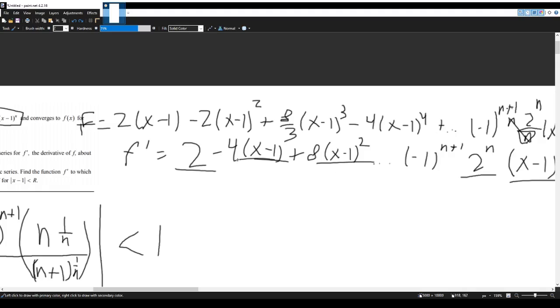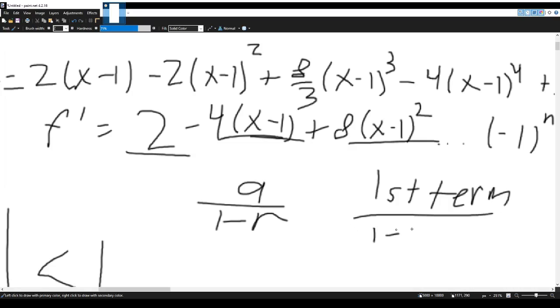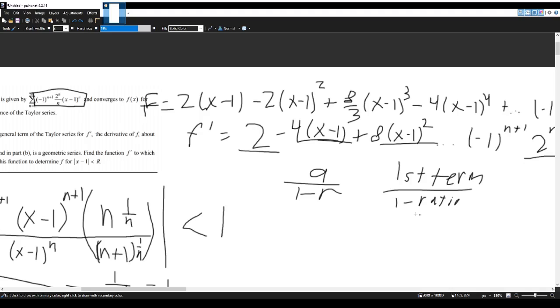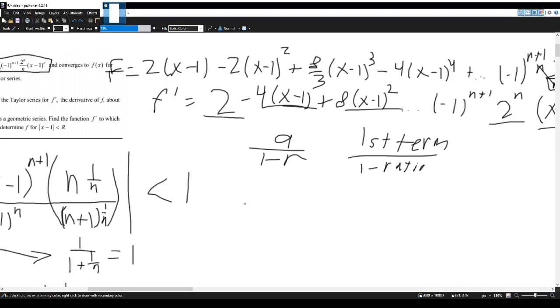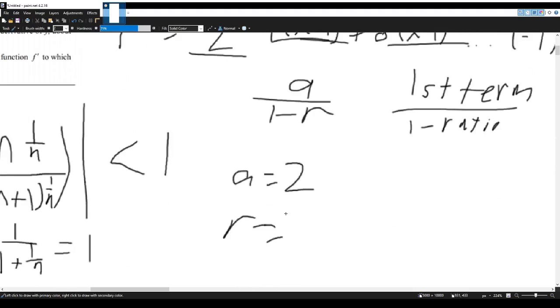And we have a way of summing a geometric series, right? It's a over 1 minus r: first term over 1 minus the ratio. So we just have to find the first term and the ratio of this geometric series. We know that the first term is 2, so a equals 2. And the ratio, what is it being multiplied by each time? Well, it seems like you're multiplying by 2 to get the 4, but you're also multiplying by x minus 1, right? Because the 2 is increasing in power each time, and so is the x minus 1. So r is 2(x minus 1).